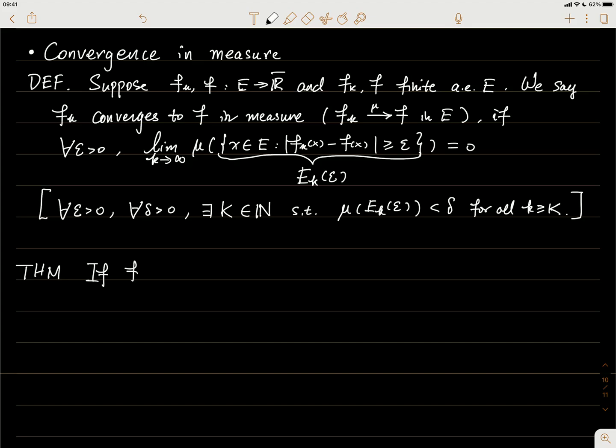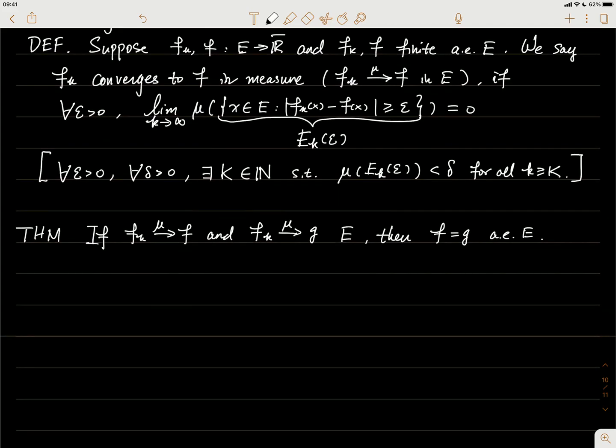It says that if fk converges to f in measure, and at the same time it converges to g in measure, both on E, then f and g are equal almost everywhere on E. In some sense, this means the limit is unique in the almost everywhere sense. Okay, here's the proof.